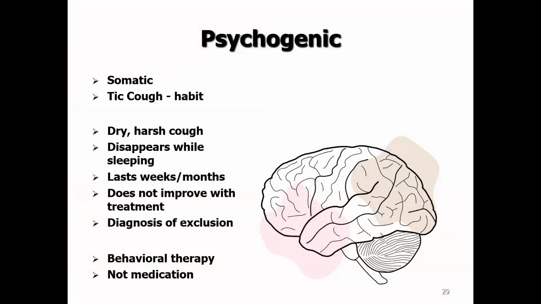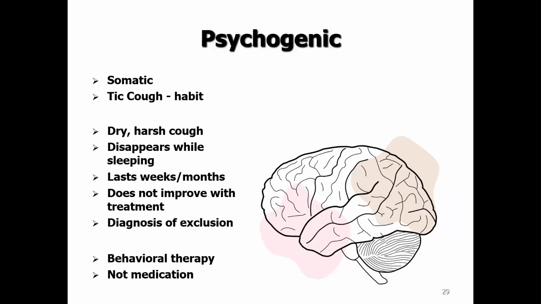A psychogenic cough is a chronic dry cough that occurs in the absence of organic pathology such as asthma, infection, GERD, or postnasal drip. It is considered a functional disorder, meaning the cough reflex is real, but driven by psychological stress, anxiety, or attention-seeking behavior, not physical irritation.